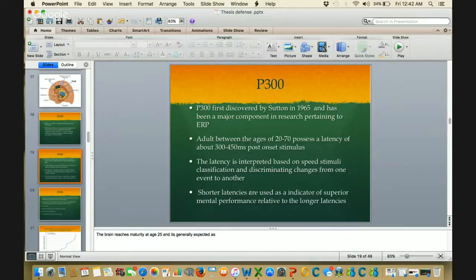We evaluate this period, and the shorter latencies that we see after we get past this stage signify superior mental performance relative to the longer latencies where it takes your mind longer to process. And this is what we see in addicts: longer latencies and higher amplitudes.